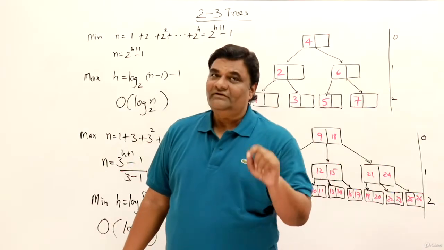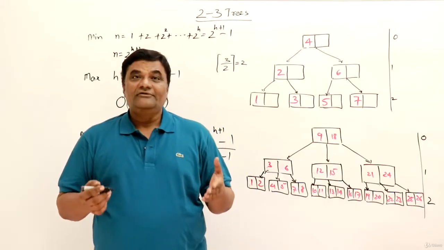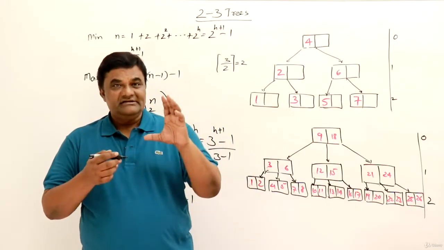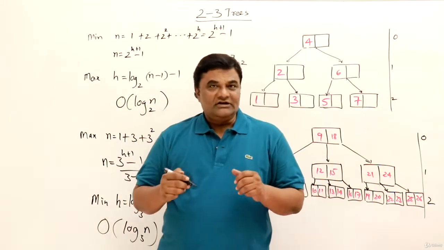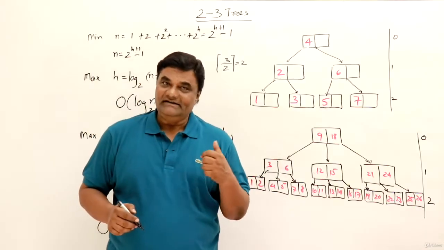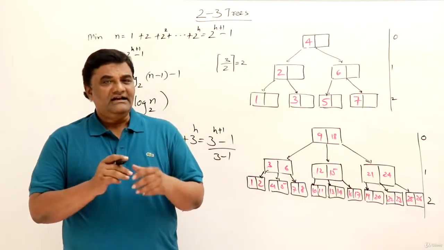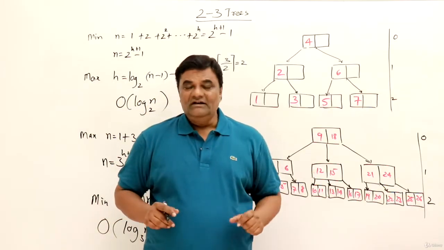So, this is the proof that the height of a 2, 3 tree, or in general the height of a B tree, is always log n. This is the conclusion of this analysis. That's all about the analysis. We found the maximum and minimum nodes and the maximum and minimum height. Alright. Now, the last thing is where these 2, 3 trees are useful.